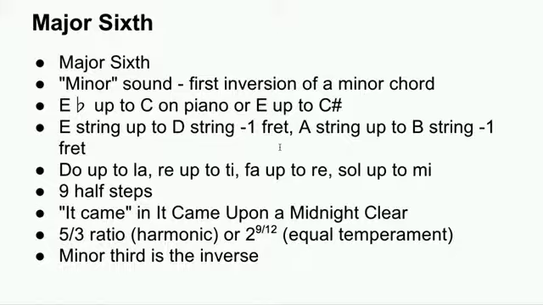It's made up of 9 half steps. In It Came Upon a Midnight Clear, "It Came" is a major 6th. The harmonic ratio, the closest is about 5 thirds. In equal temperament, that's 9 12th roots of 2. Again, the inverse of a major 6th is a minor third.